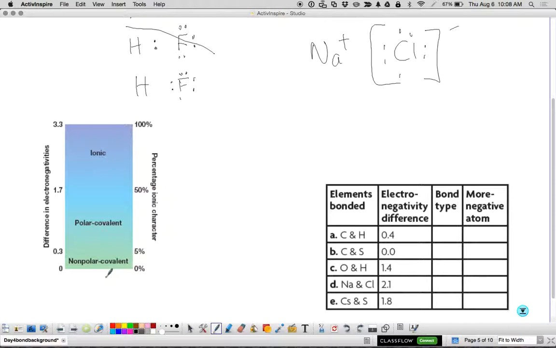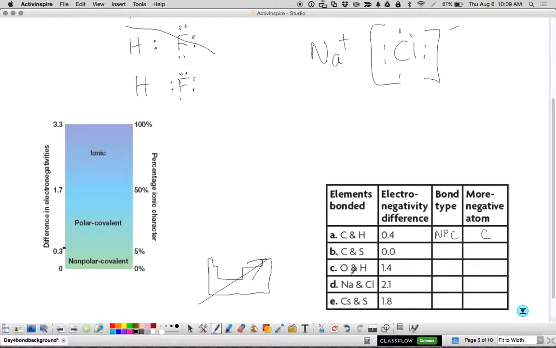So if we compare something like carbon and hydrogen, this is 0.4, so that's right around in here. It's kind of in the transition between nonpolar and polar covalent, but we always consider this a nonpolar covalent bond. And the more negative atom, well, it's the carbon, even though there's a small difference in electronegativity. And remember that the trend looks something like this.